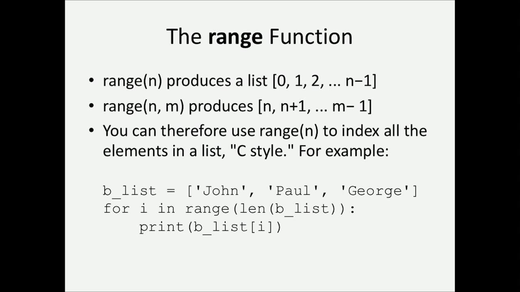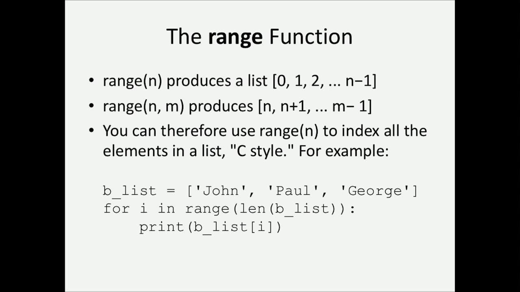So we have the range function. Range n produces a list 0 to n minus 1. And that turns out to be exactly the same set of numbers we could use to index a list. So that's why we use range so often. You can also say range n to m, and that will produce a list from n to m minus 1.